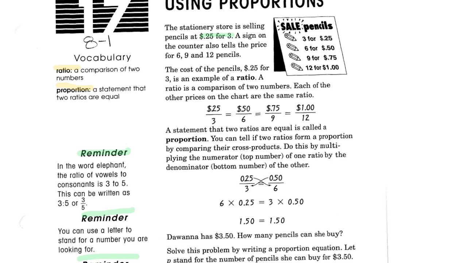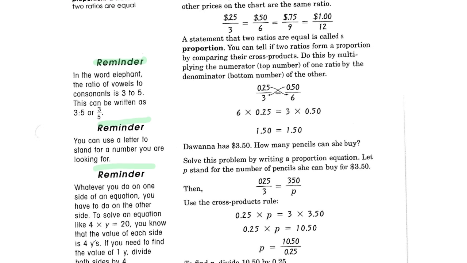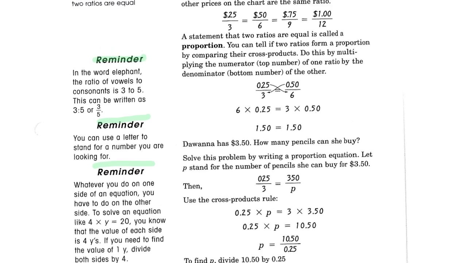The statement that two ratios are equal is called a proportion. You can tell if two ratios form a proportion by comparing their cross products. To do this, you multiply the numerator, top number, of one of the ratios by the denominator, bottom number, of the other. So you would take 25 cents times 6 and 50 cents times 3. And then you do the multiplication on both sides, it comes out $1.50 equals $1.50.